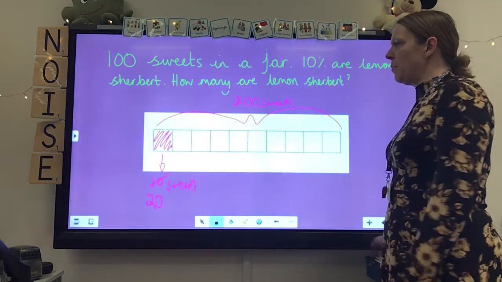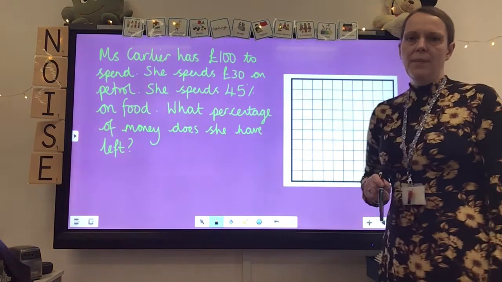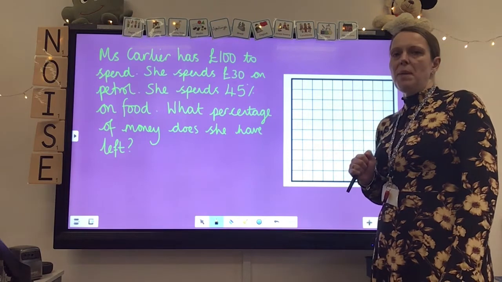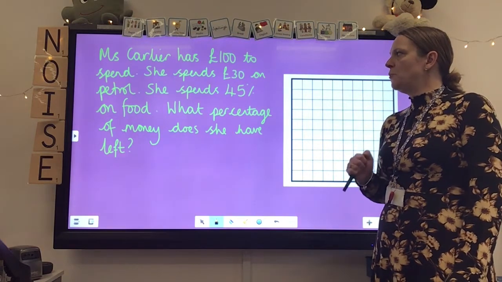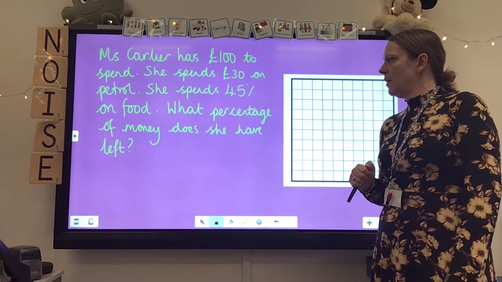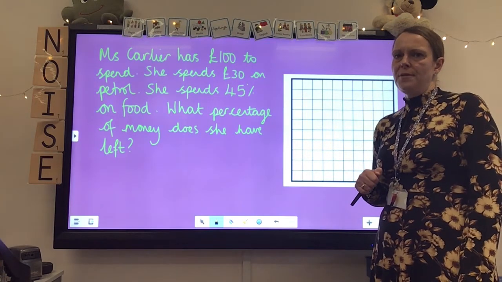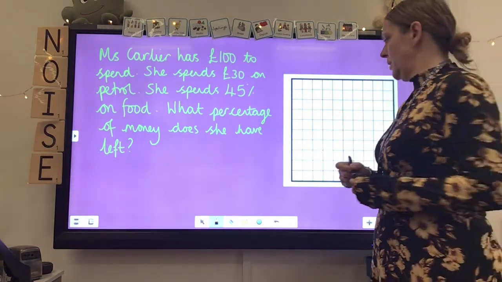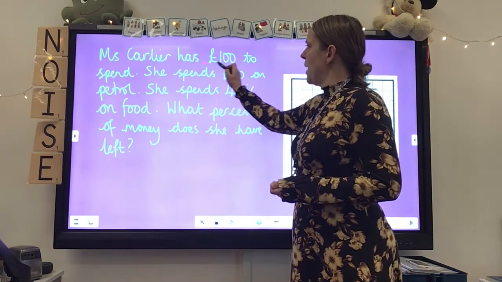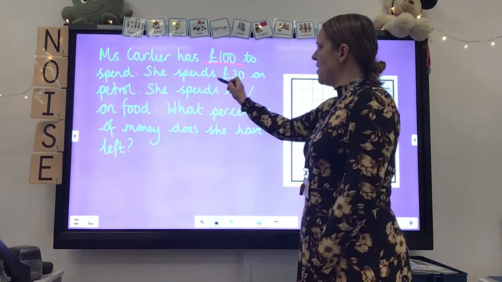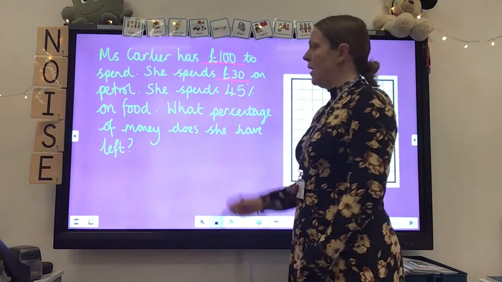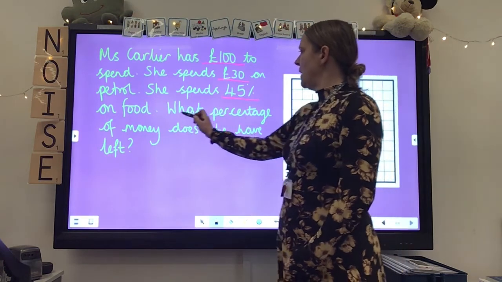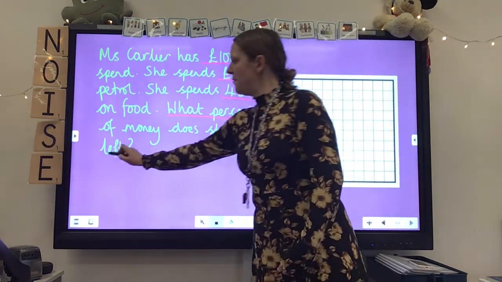Okay, let's have a look at a problem now that involves the 100 square. So I have a problem here. Miss Carlia has £100 to spend. She spends £30 on petrol. She spends 45% on food. What percentage of money does she have left? So let's think about what's the really important information in this question, okay? I know that I have £100 to spend. I spend £30 on petrol and 45% on food. And I want to know what percentage I have left.